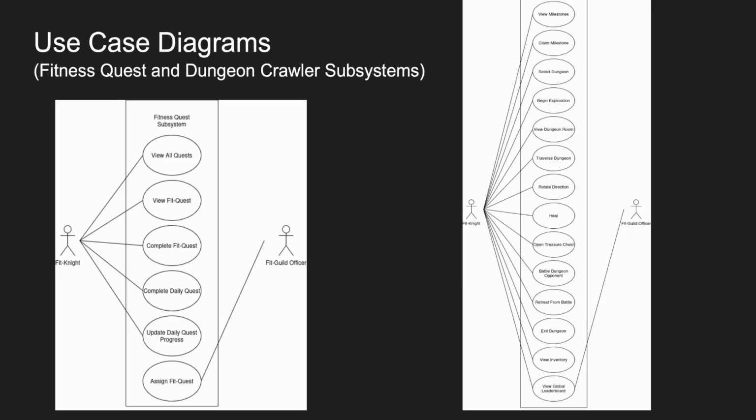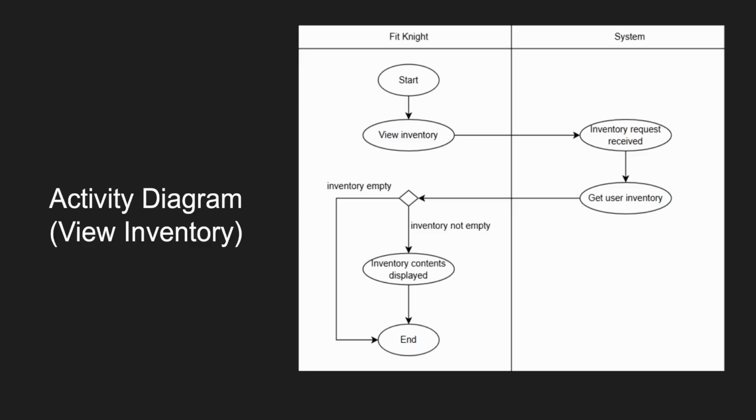And on the right here, for the Dungeon Crawler subsystem, the Fit Guild officer is able to view the global leaderboard for that. While the Fit Knight can view the global leaderboard, they can also view their milestones, claim milestones, select the dungeon, begin exploration, view dungeon room, traverse the dungeon, rotate the direction within a dungeon's room. They can heal themselves, they can open treasure chests, battle opponents, retreat from the battle, exit the dungeon, and view the inventory. It's quite a list.